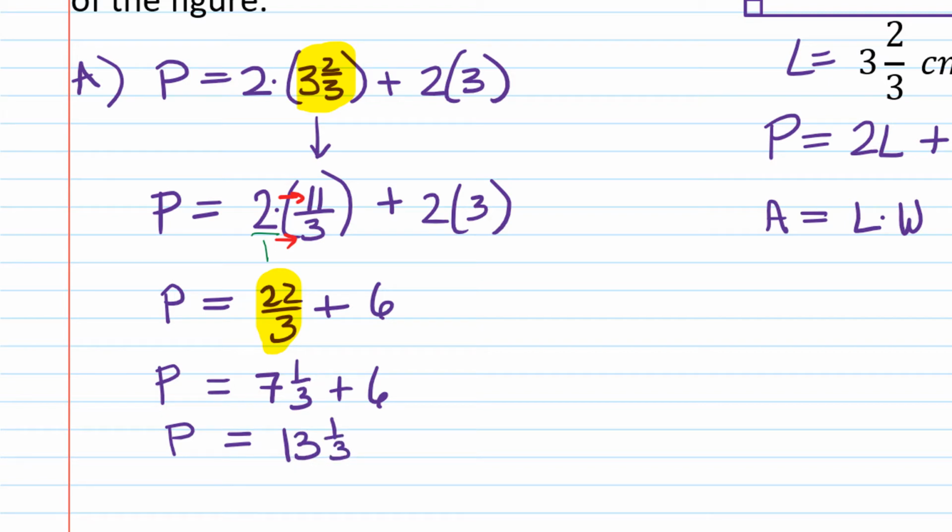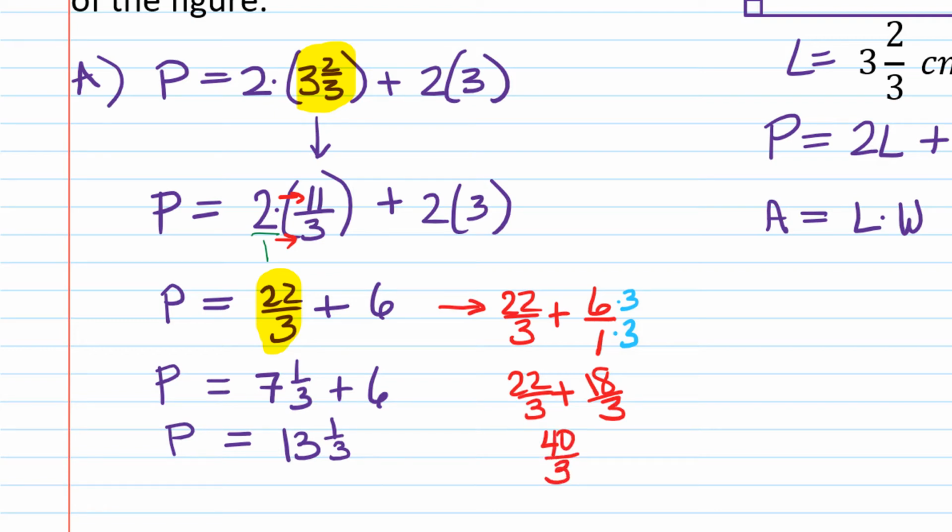Now just to show you that it still would have worked if we had found a common denominator, think of this as 22 thirds plus 6 over 1. Finding a common denominator of 3, I'm going to have to rewrite 6 over 1 by multiplying by 3 in the numerator and the denominator. So we'll have 22 thirds plus 18 thirds. When you add fractions that have the same denominator, we just add the numerators. 22 plus 18 is 40. So we get 40 thirds.